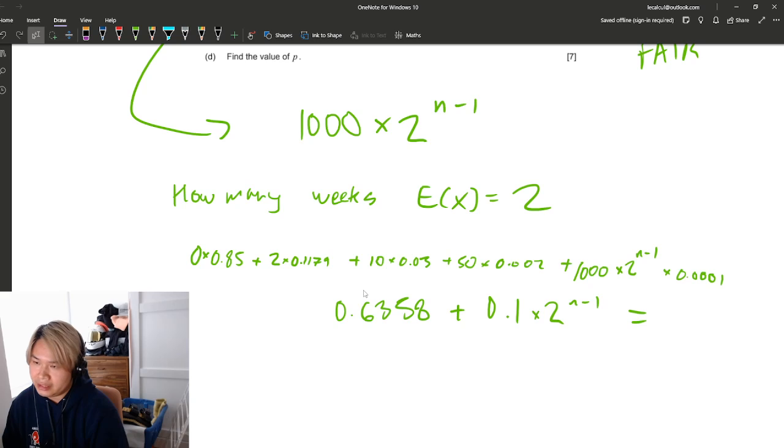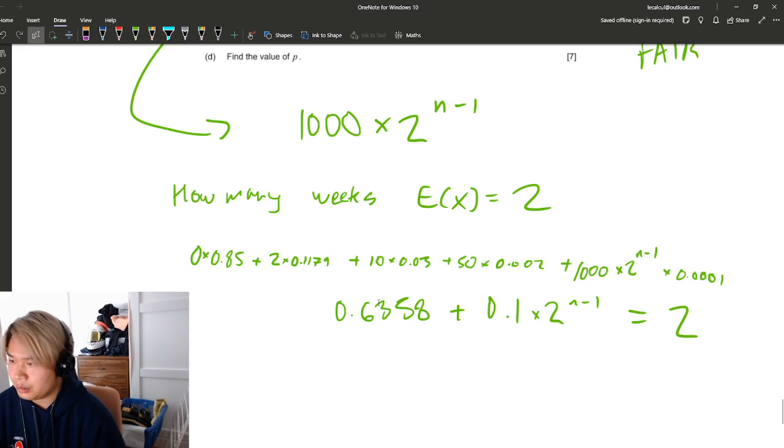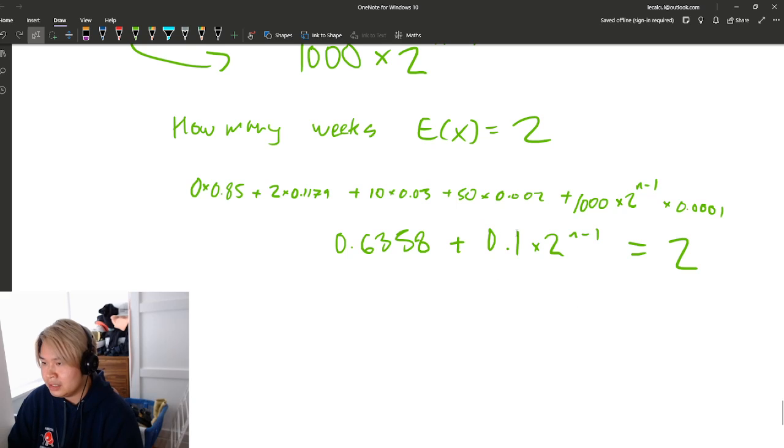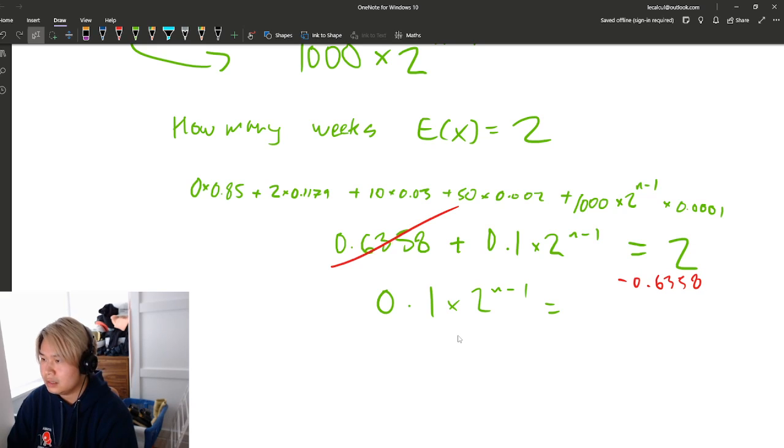Okay, and we want to find out when this, which is just a simplified expression for the expected value, is 2. We need to find out how many weeks it takes for this to be 2. And then again, lots of ways to do this. You can do algebra and use logs. You can graph this. It's up to you what you want to do. I'm going to do algebra. So subtract this from it. Here, I'll just show the work. So that goes over there.